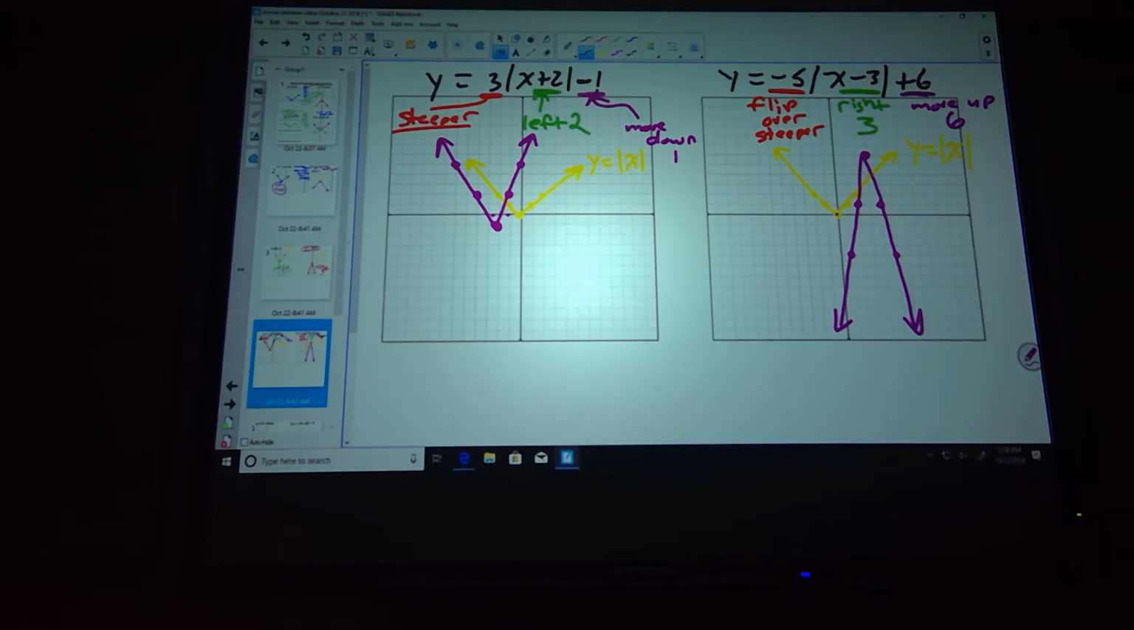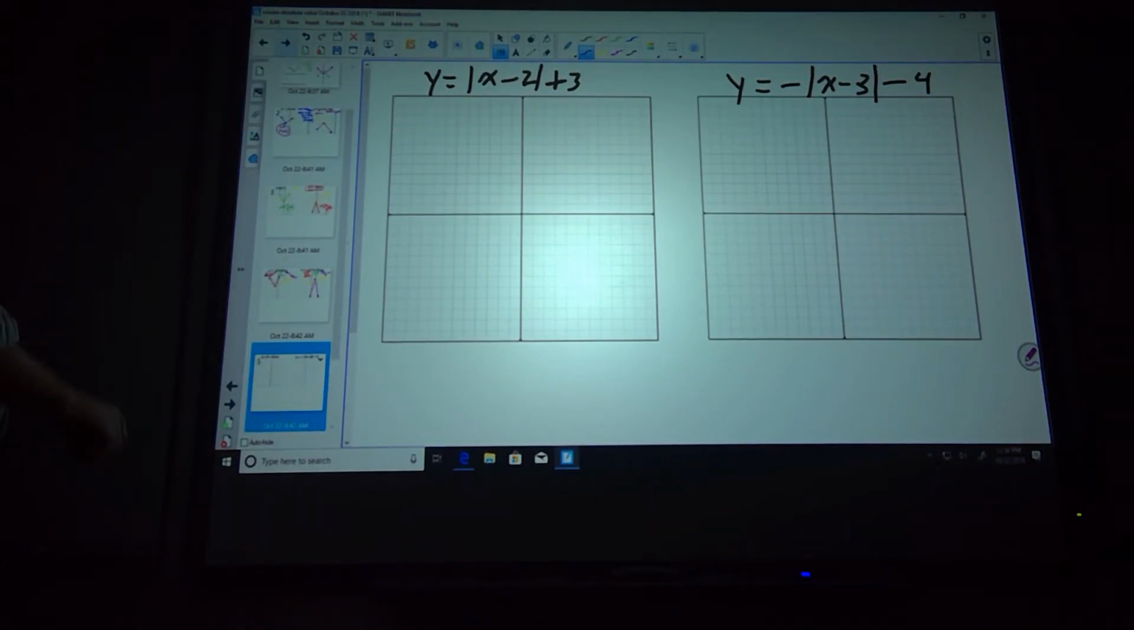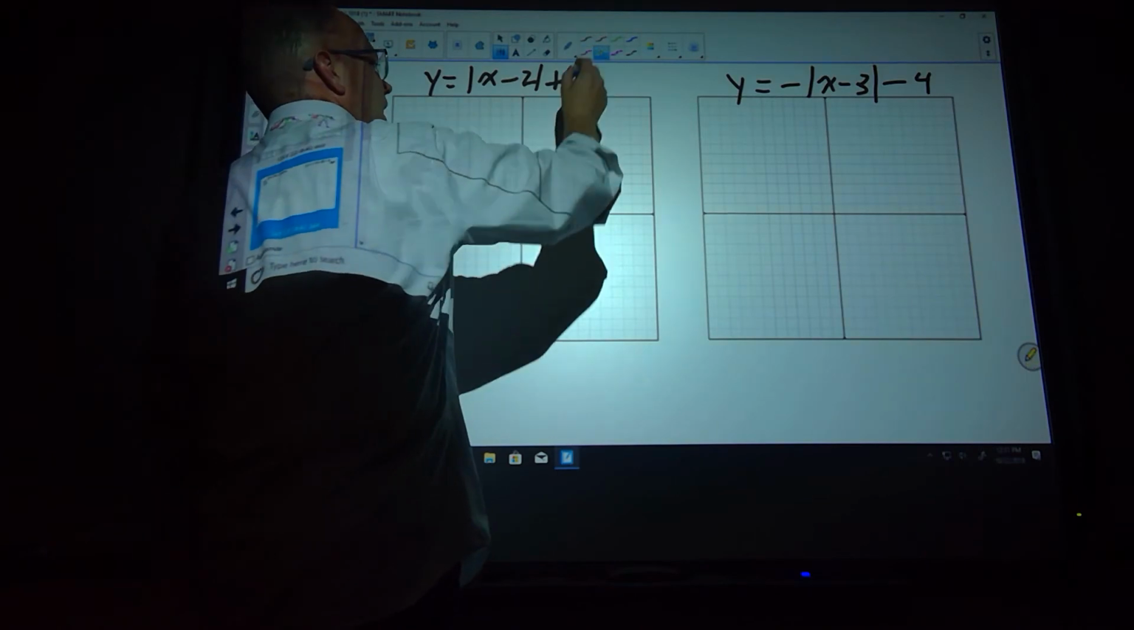All right, so it flips upside down. It's steeper by a factor of 5. It moved up 6, and what's the last thing it did? Right 3. So there are all kinds of things taking place. Agree? All right. And I have the last 2, and then I have to make sure I show you one that's a fatter one. So the parent function will look like this.